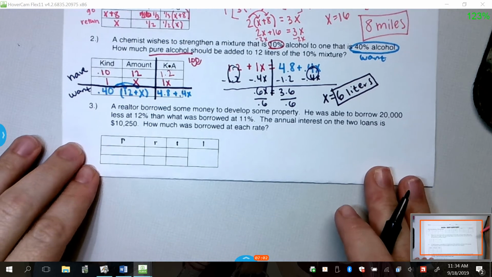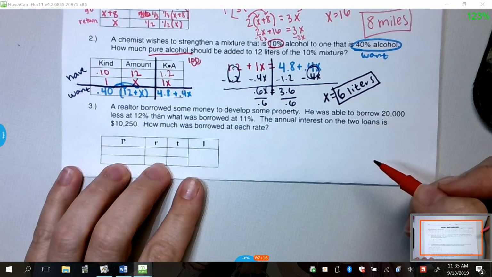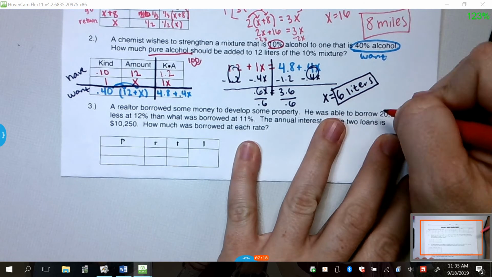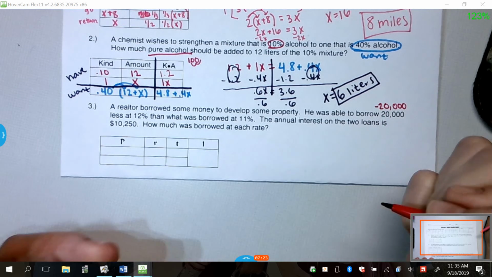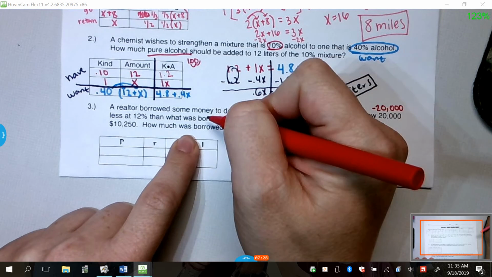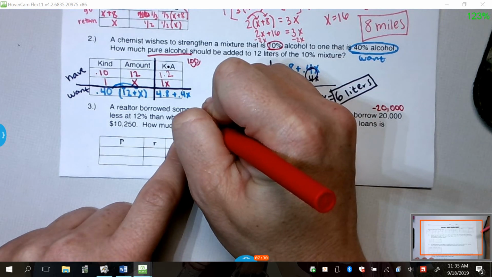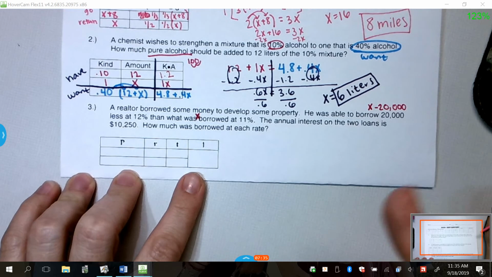Alright, let's look at number 3. Now this is investment because it talks about borrowing money, annual interest. Anything like that is going to be investment. It says a realtor borrowed some money to develop some property. He was able to borrow $20,000 less at 12%. So I know that $20,000 less means I'm going to subtract $20,000 from something else. So $20,000 less than what was borrowed at 11%. I don't know what was borrowed at 11%, so we're going to say x. So I'm going to have x minus 20,000 and x for the two amounts borrowed.